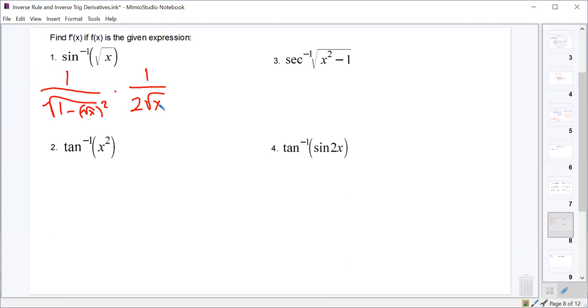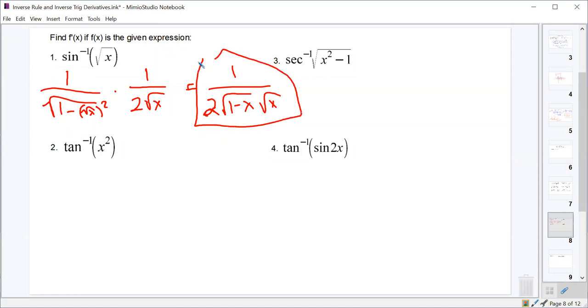So far? Yeah. And then the root x squared is just x, so this becomes root 1 minus x. So we've got 1 over 2 root 1 minus x times root x. Is that what you all got for the first one? Yeah. Any questions on that or no?